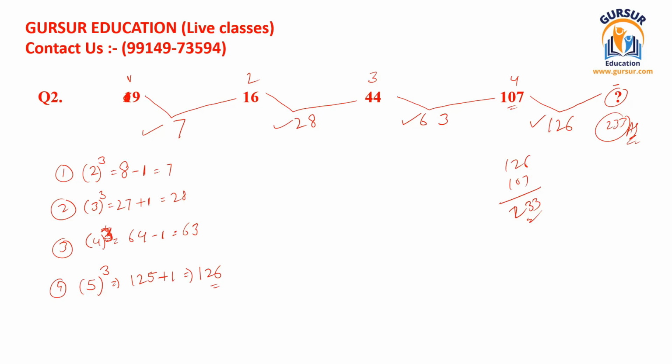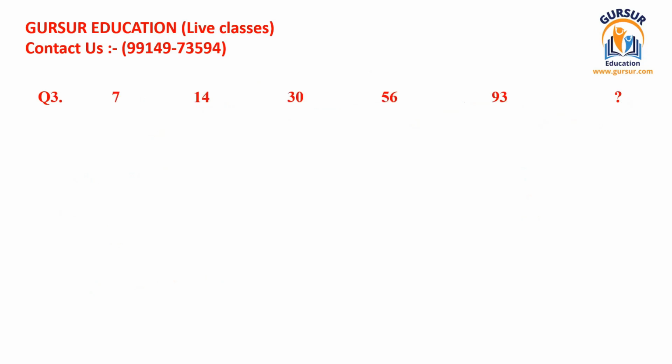I'm just moving further and believe that you would have understood this completely. So this is going to be our third question. Again, in this question, there are 5 numbers given. The first is 7, then 14, then 30, then 56, then 93. And the last one is the question mark. We have to find what value shall come at the place of the question mark.